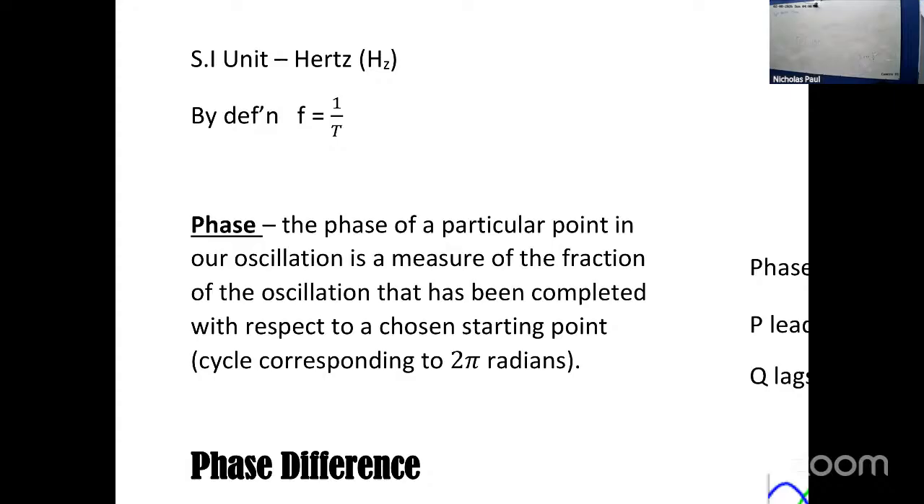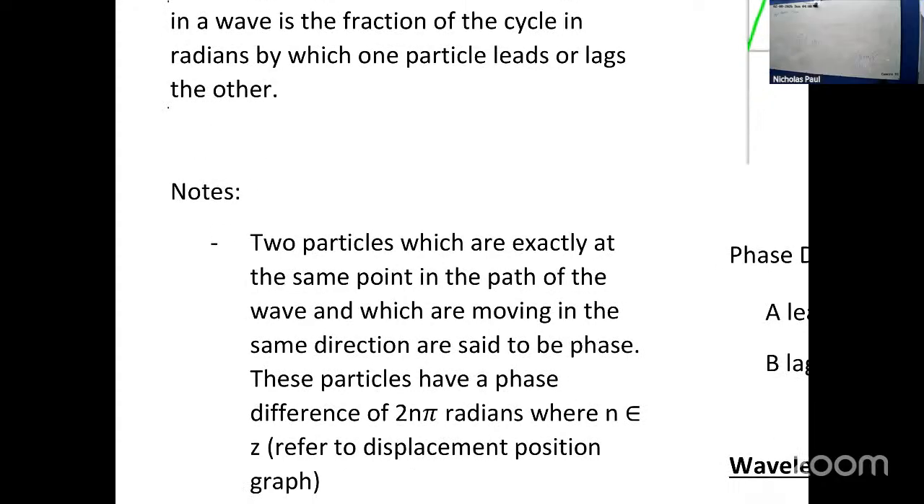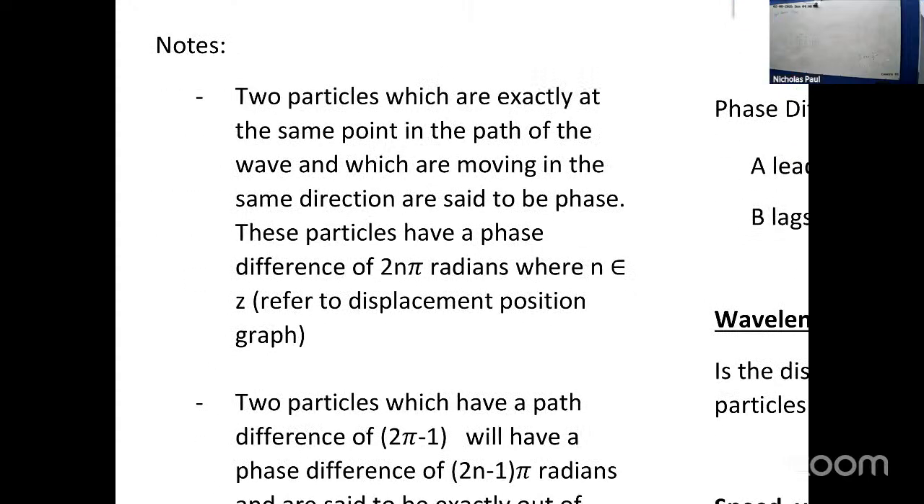Let's read through this first. The phase difference between 2 particles in a wave is the fraction of the cycle, in radians, by which one particle leads or lags the other. So let's take a look at this here.